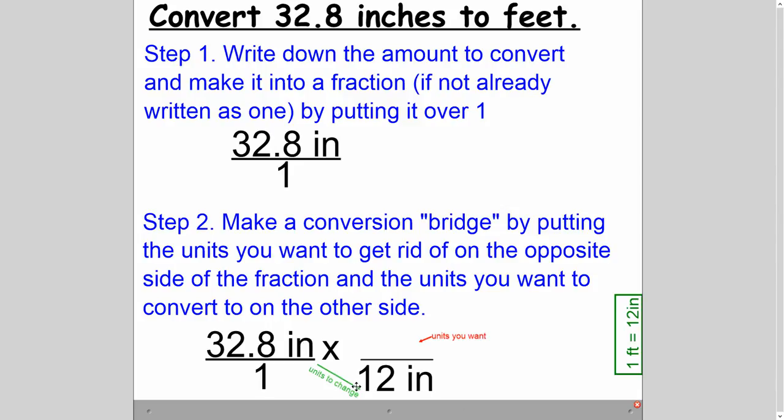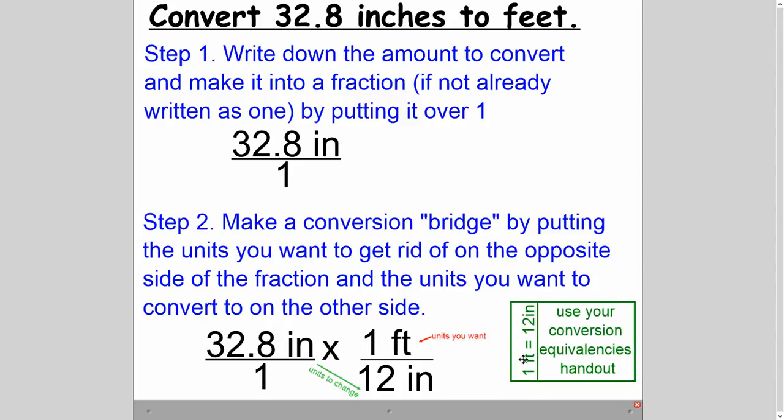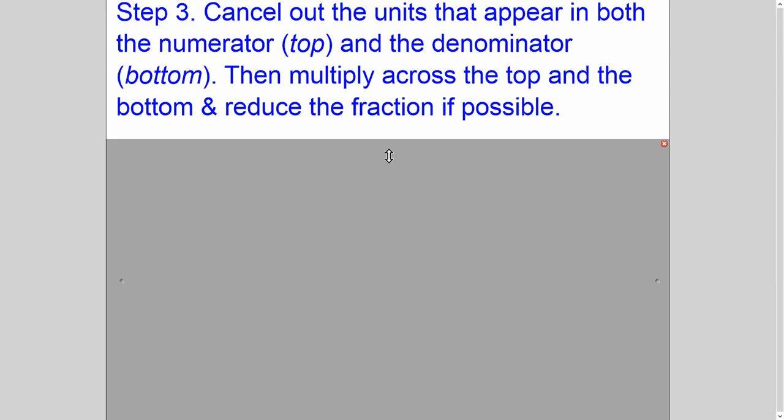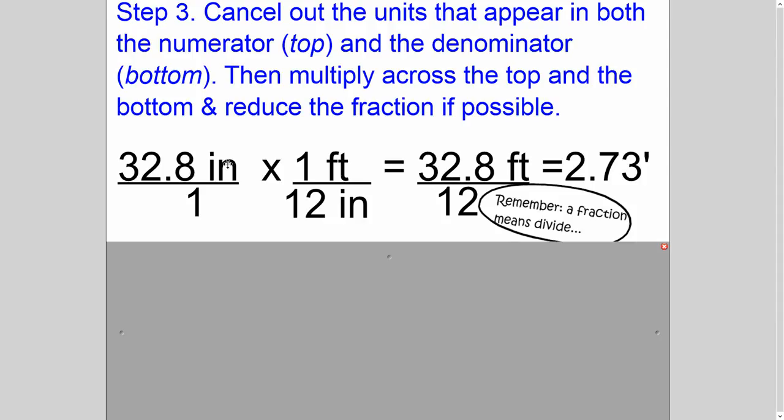The ones we want to change are going to go down here so that the inches can cross out. Then the units we want to get are on the top. So the ones we want to go to are going to be on the top. I got the 12 inches equals 1 foot from my unit conversions equivalency handout. Although it is probably one you know, the other ones you might not know so much, so you look there for it. So now you've got that set up. You're going to cross out the inches. You've got the unit you need as feet.